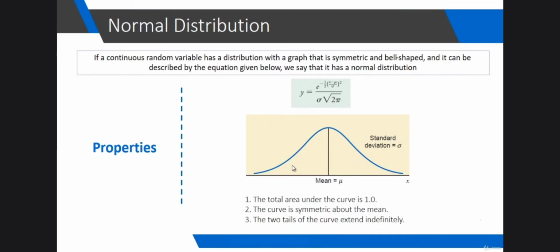The software packages which we are using in this course will automatically give us the probability for any range that we want to calculate. Listed here are three properties of normal distribution. The total area under the curve is 1 because this graph is showing the probability density. So if you want to find the probability of all values happening, it is 1. The curve is symmetric, and the two tails at both ends extend indefinitely. We won't go deeper than this for normal distribution, as that is all we need for what we are going to learn later in the course.